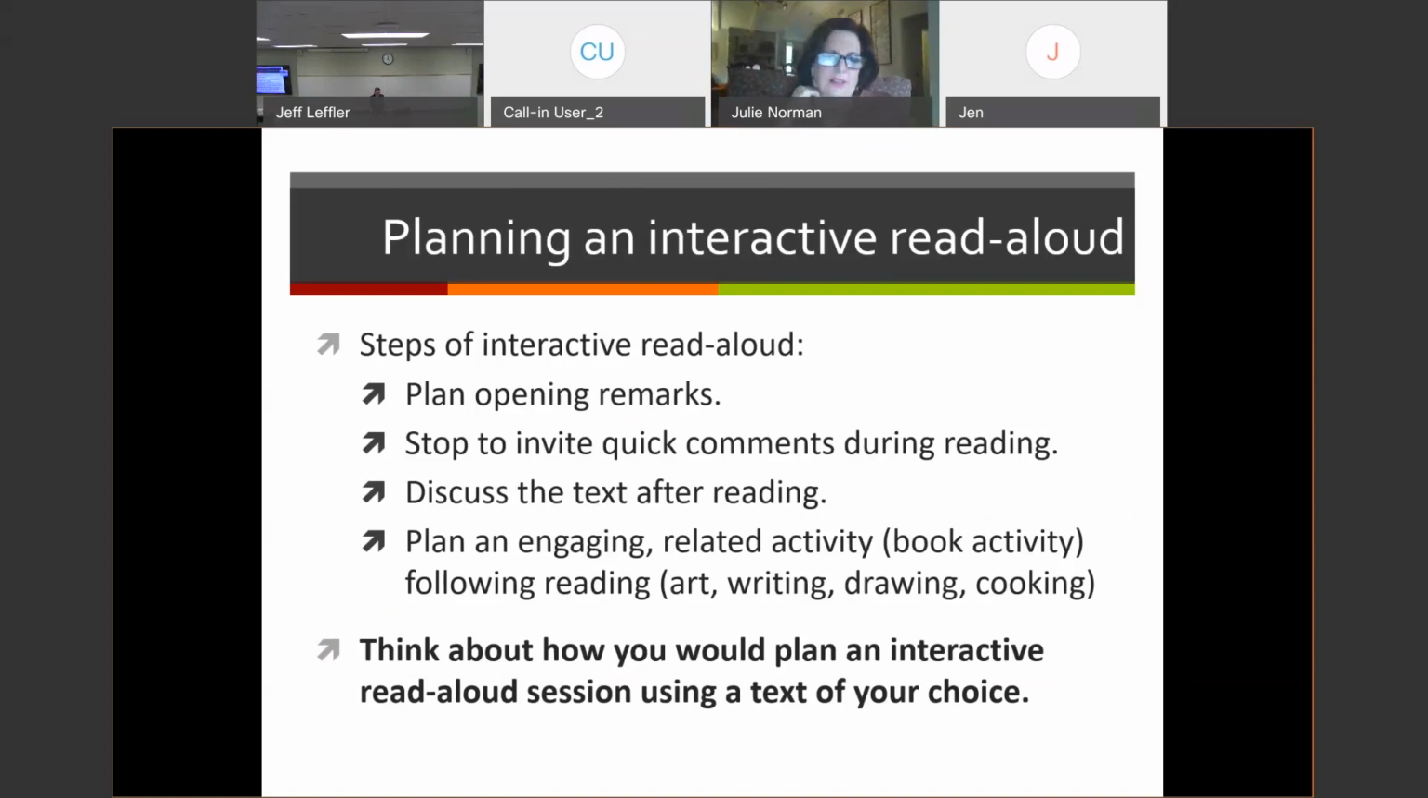Julie, what's your favorite book to read? I know your kids are all grown. Yeah, my favorite book is Goodnight Moon, but I also like Pete the Cat in the White Shoes. Yeah, that's a favorite one.